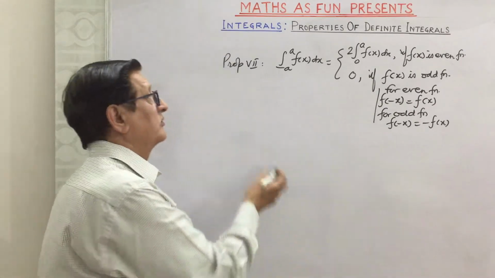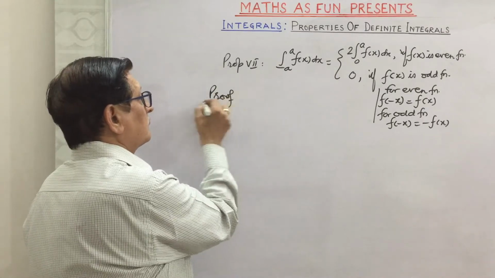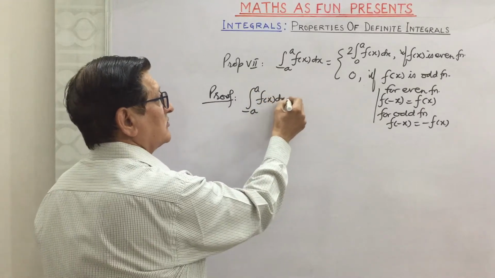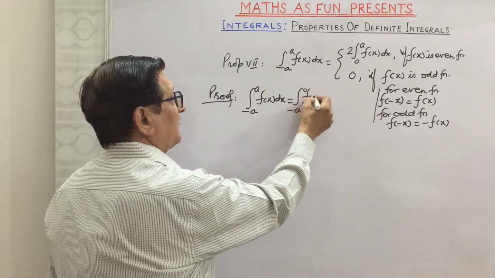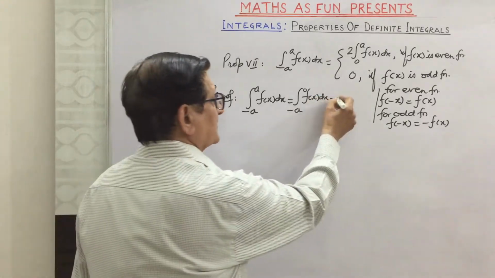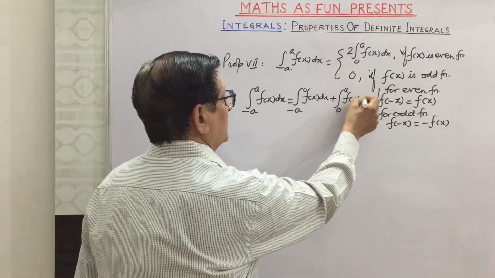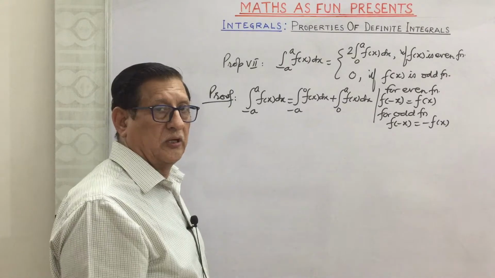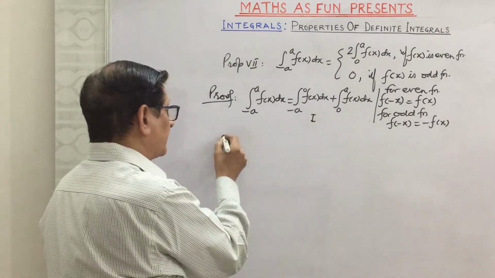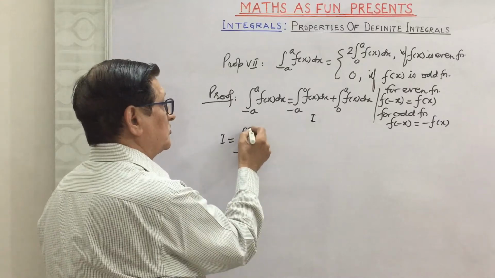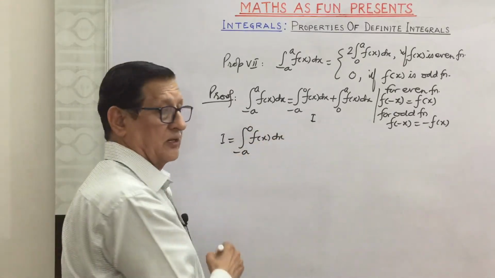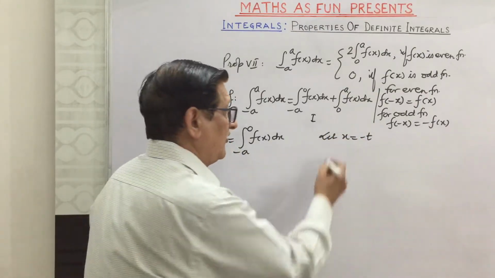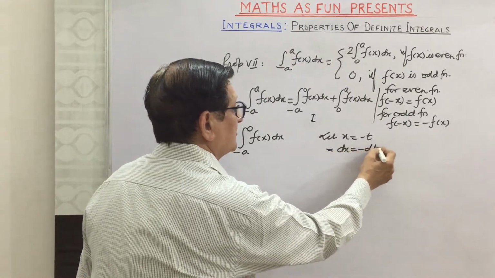When we go to the proof of it, we can write integral minus a to a f(x) dx as integral minus a to 0 f(x) dx plus integral 0 to a f(x) dx. It means we have divided this interval in two subintervals. Now we take only the first case. That first case is integral minus a to 0 f(x) dx. If we substitute here x as minus t, we will get dx is equal to minus dt.